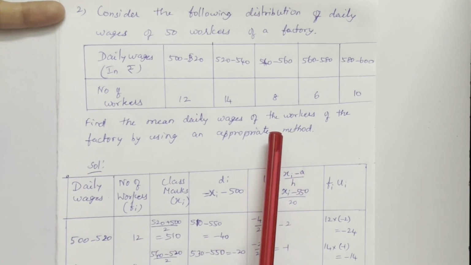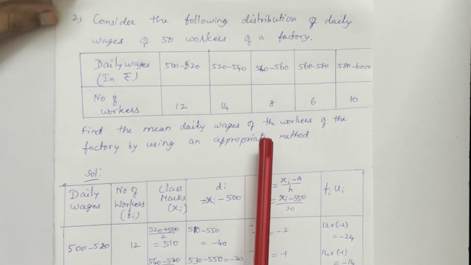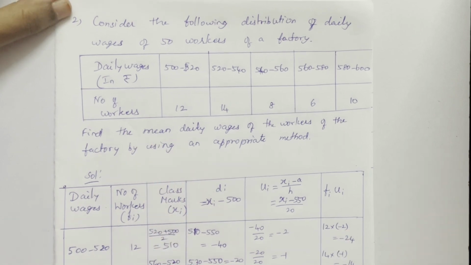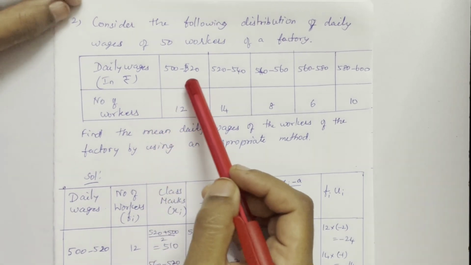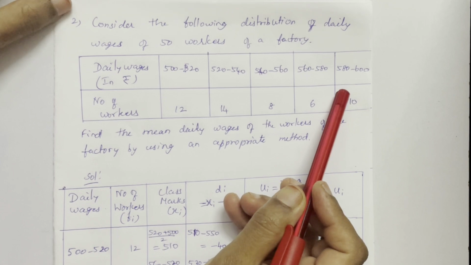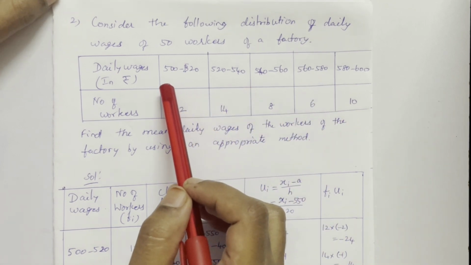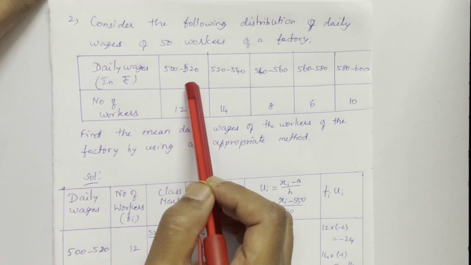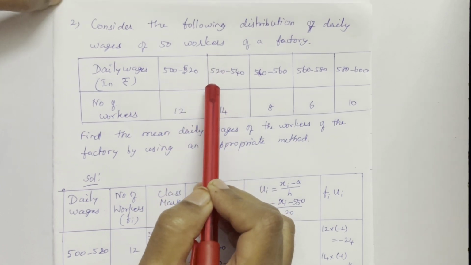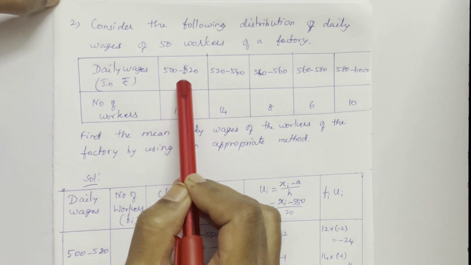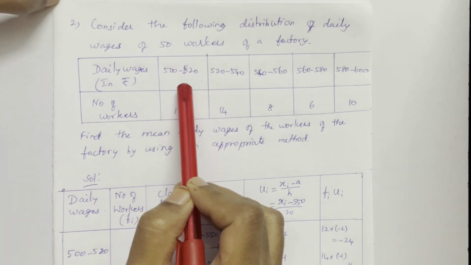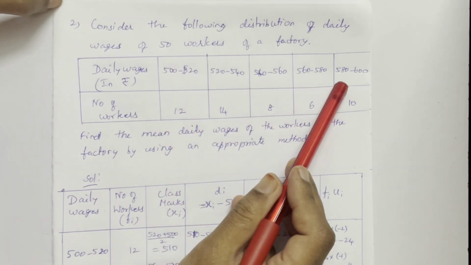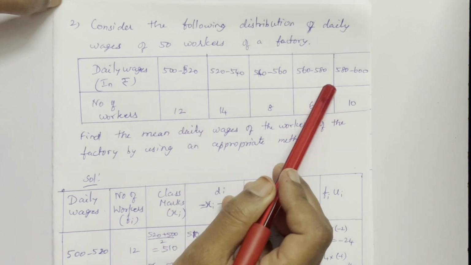So we have to find what method has to be chosen to find the mean. Okay, let us see the daily wages. This is the interval. Now we have to see whether it is continuous or not, and the size of the interval. The lower limit of this interval is the same as the upper limit of the previous interval. So this is continuous.